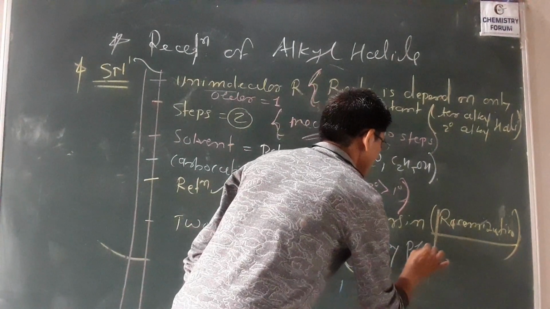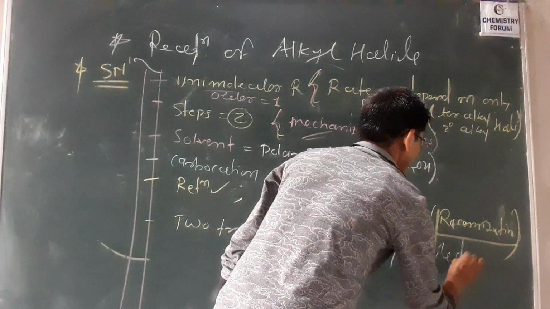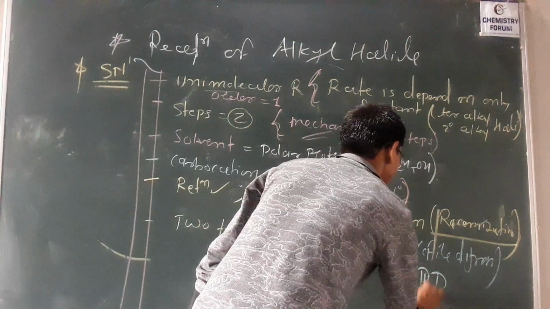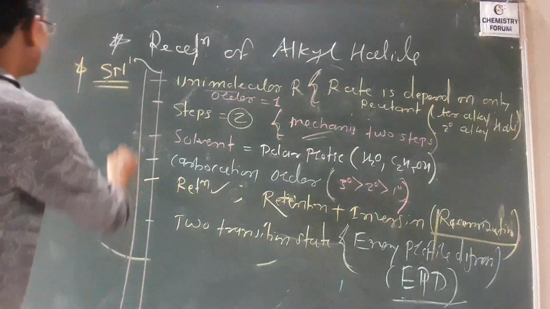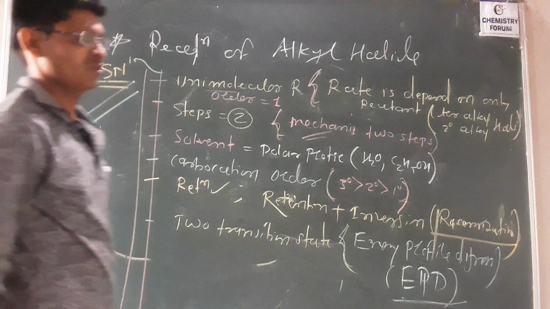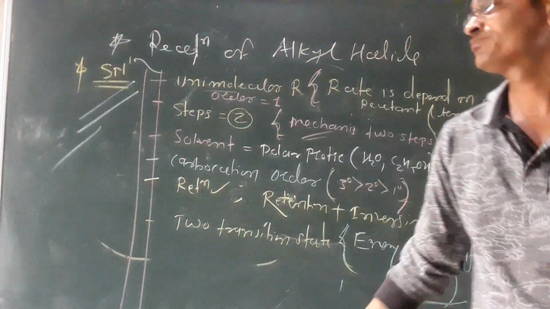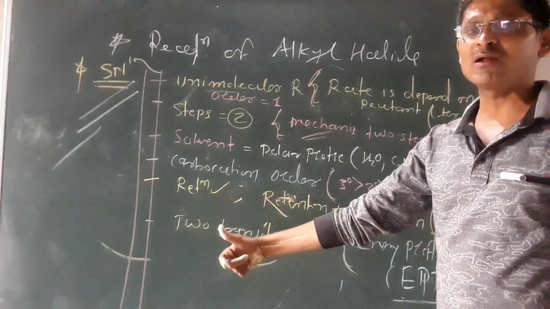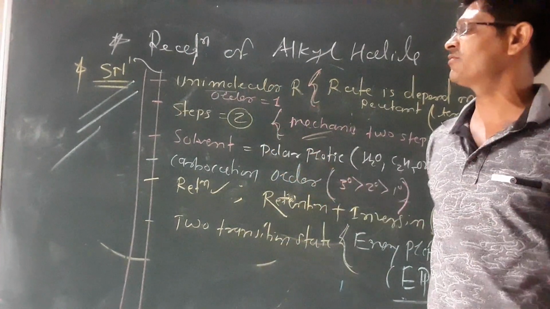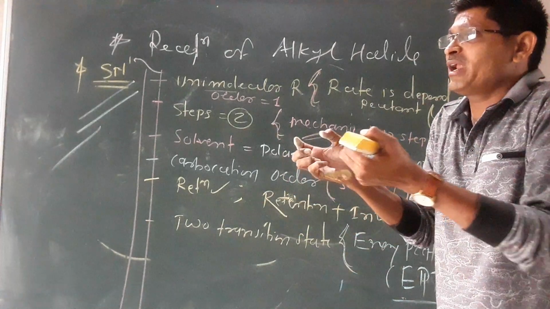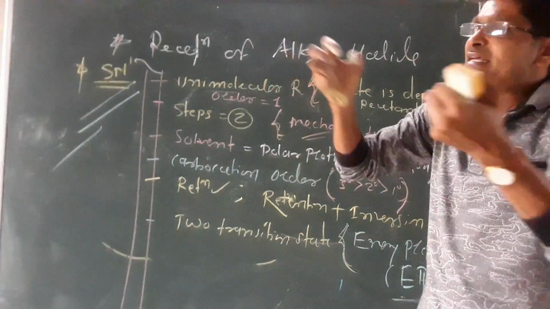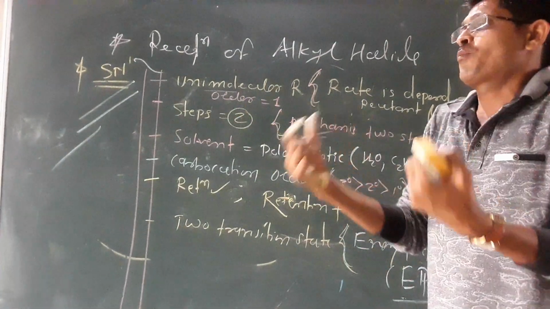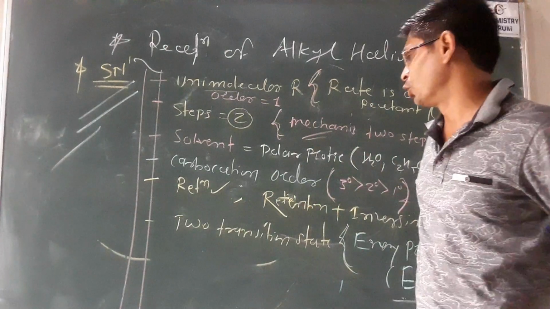Energy profile diagram, that is EPD. So this is what we have to mention. This is the SN1 type of reaction: unimolecular two-step reaction. The first step is slow step, which is known as rate determining step. The second step is fast step because of the formation of the carbocation, and the nucleophile easily attacks, and the product is formed, tertiary alcohol or secondary alcohol.